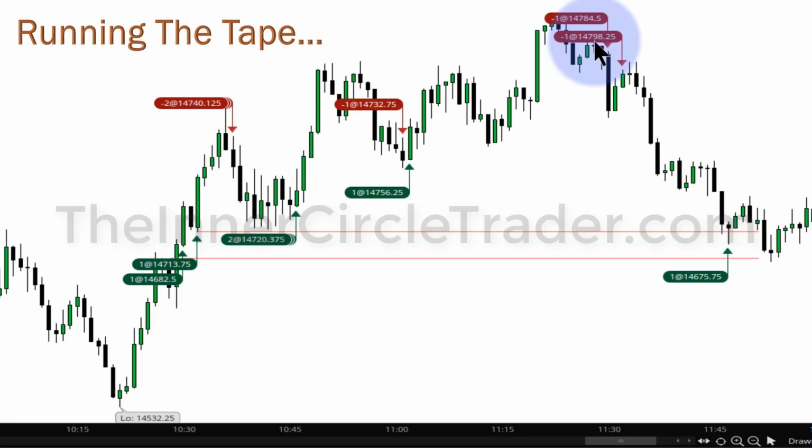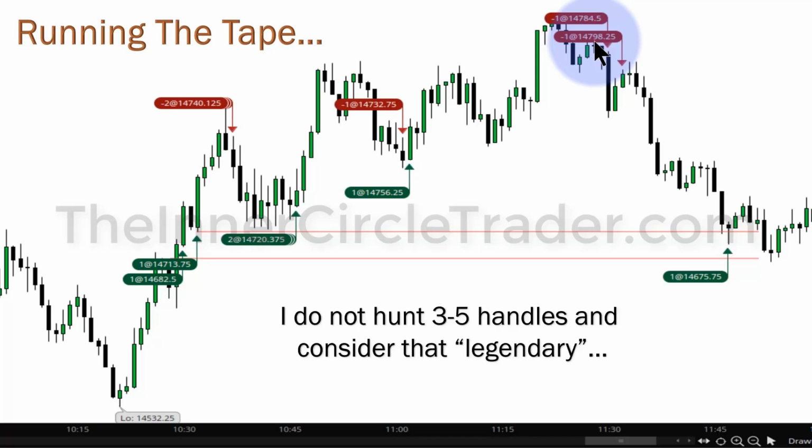If you look at this chart, it's clean, except for these little bubbles that show you the transactions. You don't get any kind of distortion in your reading of price action. But the main takeaway here is I want you to understand that I don't hunt for 3 to 5 handles and consider that legendary, okay?